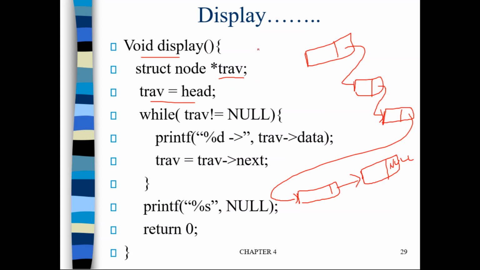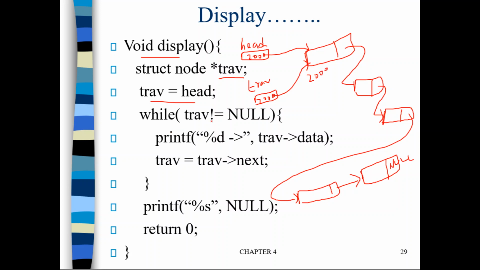Now initially what we are doing, traverse is equal to head. Head will always point to the first node. So traverse is also now pointing to the first node. So if head is 2000, then traverse will also be 2000. That means that the first node's starting address is 2000.